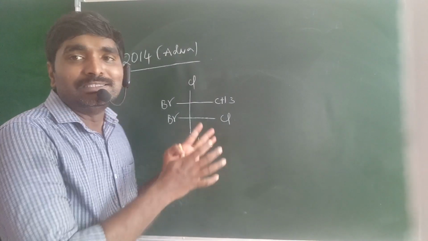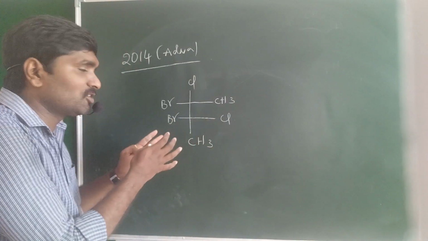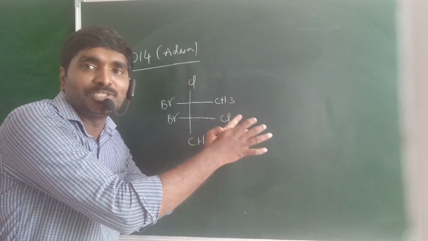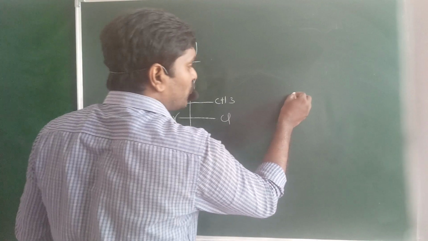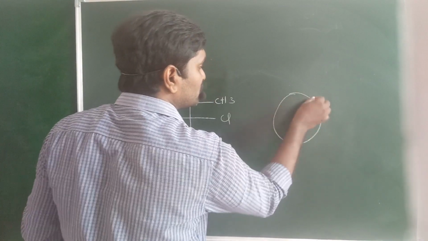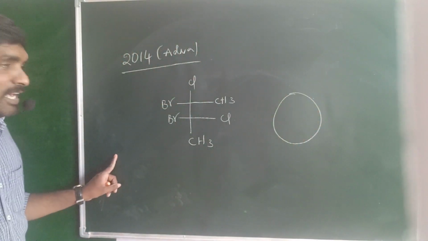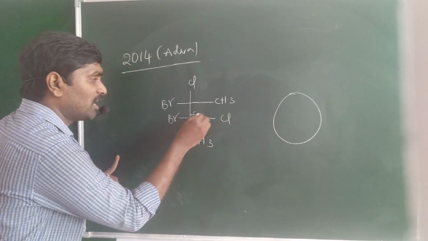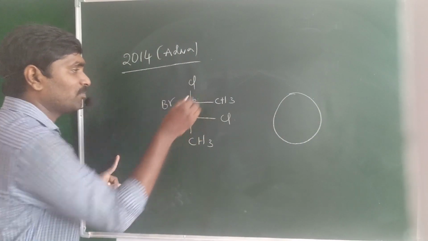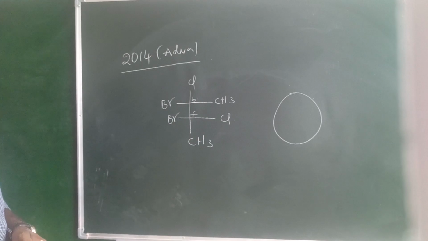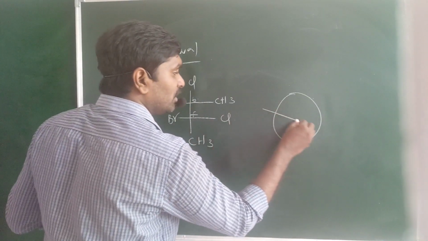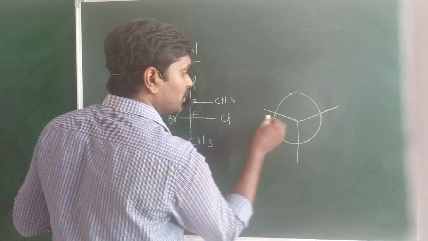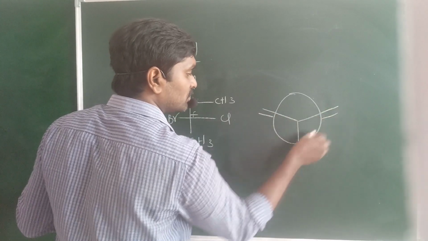For this molecule, this Fischer projection, you will just convert it into the Newman projection formula. The Newman projection formula is like this. This is your front carbon, this is your back side carbon. First you should write the eclipsed conformation. The eclipsed conformation may be like this.